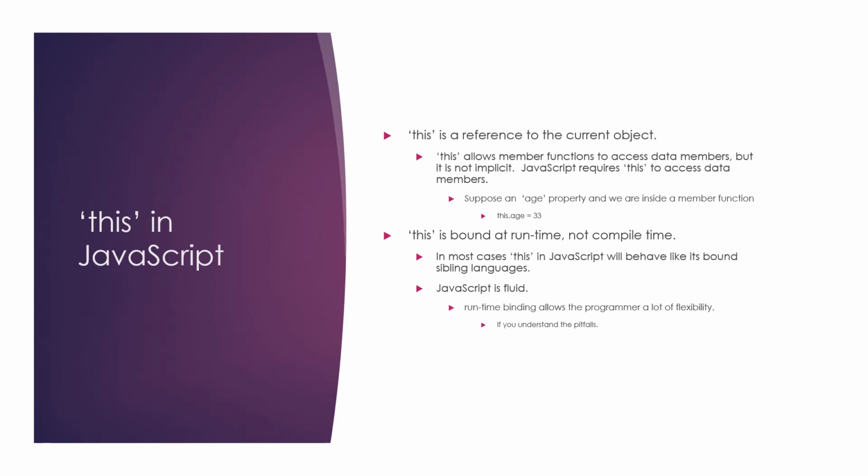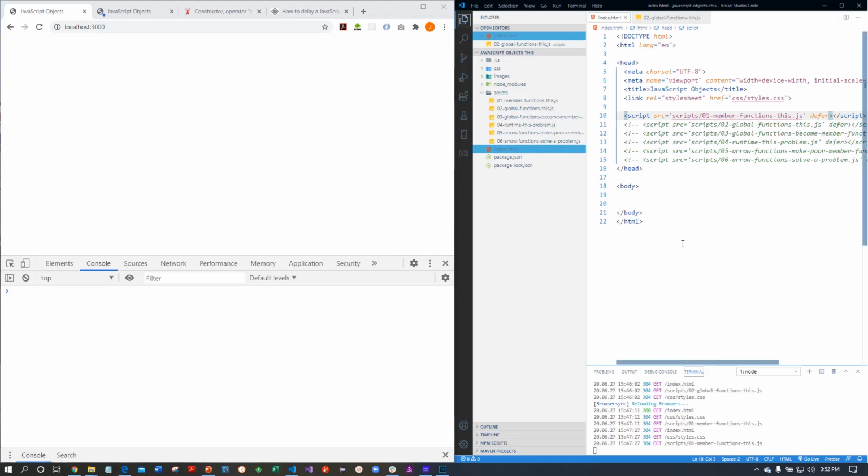I have 6 examples. They'll probably be delivered in parts. Let's start out with a discussion of member functions in JavaScript and the this reference. All right, so I have my example here, actually 6 examples of the behavior of this in JavaScript. And we'll look at the normal behavior as a member function first. So the other examples are commented out, as you can see.